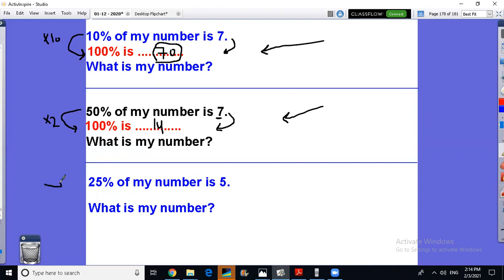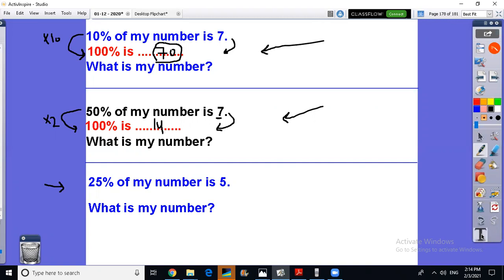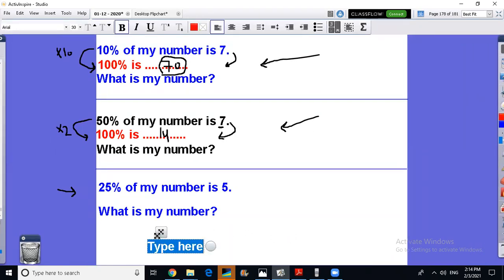All right, the third question, let's have a look at this. Please pay attention to this. It's going to become even easier now if you focus. 25% of my number is 5. What is my number? They want to find the original number. They don't want 25% of 5. No, no, no. They want to find the original number. Okay, the original number, Mr. Ahmed said, it is always 100%. Always 100%. So I'm going to write here 100% is what? I find this blank, then I find the answer.